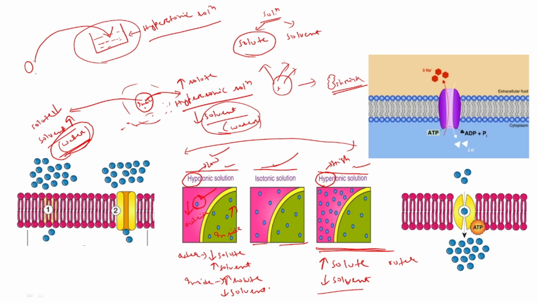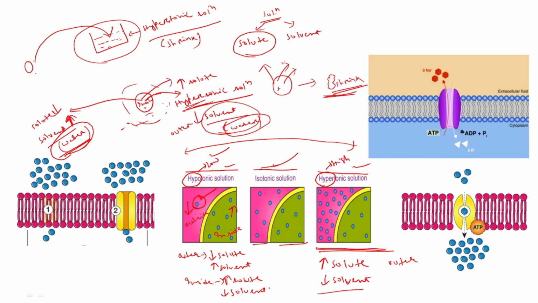Why? Because after placing the cell in the hypertonic solution, the water concentration is less at the outer side and the water concentration is more inside. That means water transports from the inner to the lower, that means from the cell to the outer solution. So that's why it will shrink. So in the exam, if it is asked that the cell is placed in the hypertonic solution, it will shrink.